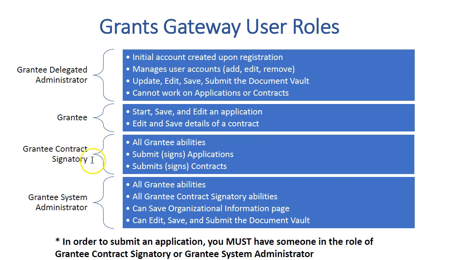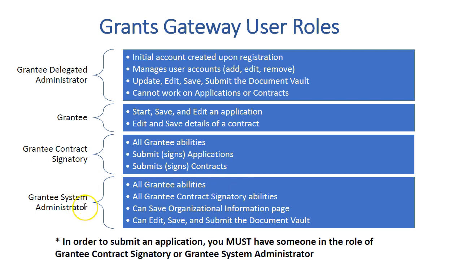The Grantee Contract Signatory. They are somebody that has the same rights as the grantee, so they can start, save, and edit an application. They can edit and save details of a contract, but they can also submit or sign an application, and they can also submit or sign a contract.